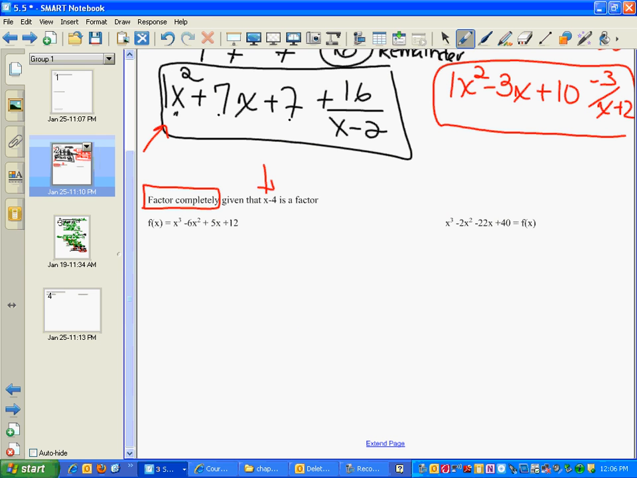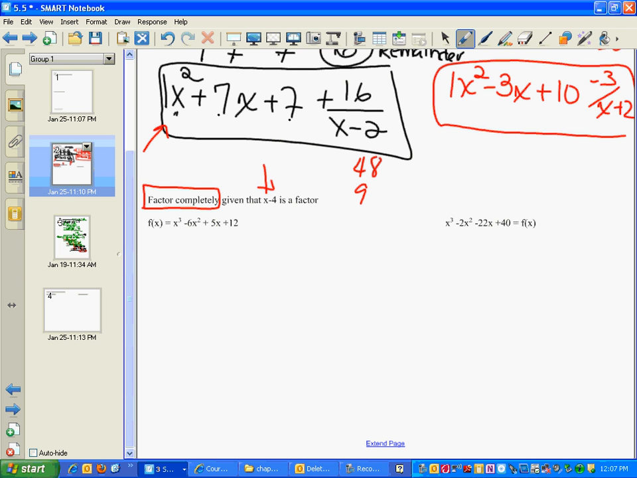If it's a factor, what should our remainder be? If x minus 4 is a factor, when we do our synthetic division, what should our remainder be? It'll be 0. If it's a factor, we don't have a remainder. Think about this. If I give you 48, is 9 a factor? No, because it doesn't go in there evenly, right? But is 7 a factor? Okay, because it goes in there evenly. So if something's a factor, it goes in there evenly, which means you get no remainders. You follow that thought process?